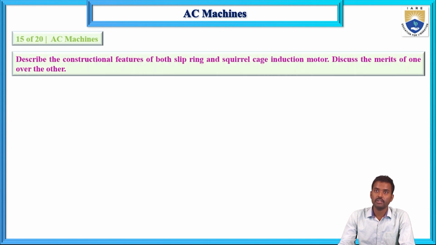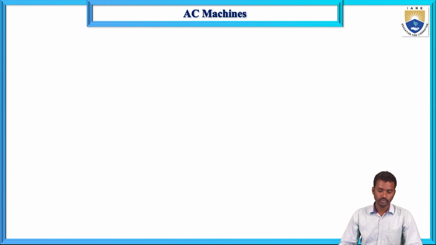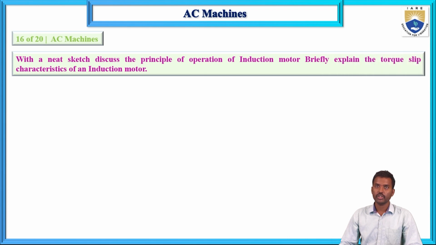Next, the 15th question: discuss the constructional features of both slip ring and squirrel cage induction motor. This I explained, the construction of the three-phase induction motor for squirrel cage and slip ring also. Watch that lecture. Now the 16th question: with a neat sketch, discuss the principle of the three-phase induction motor. I explained, no problem. Now briefly explain the torque slip characteristics of the three-phase induction motor.